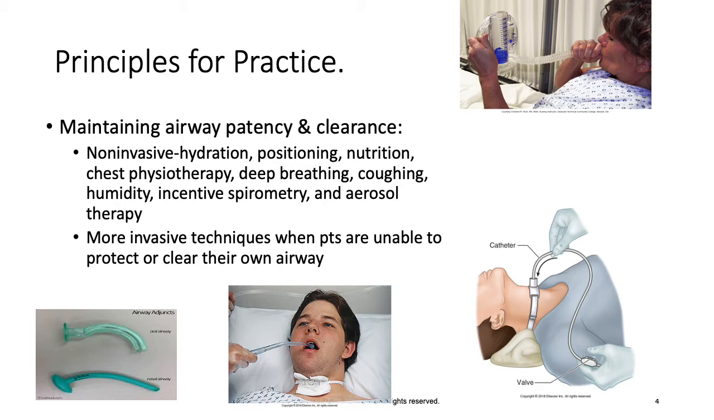More invasive techniques would be needed if the patient is not able to protect their airway or clear their airway on their own. And you can see a picture of some of the more invasive techniques on the far left. These are airway adjuncts. You'll see the oral airway, OPA. Sometimes the tongue will fall into the back of the pharynx and block the airway, so that oral airway will help to pull the tongue forward so it doesn't block. And that would be in an unconscious patient.